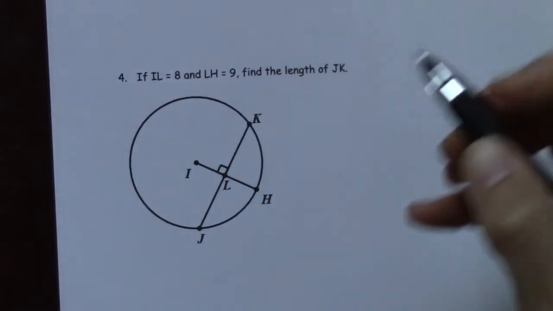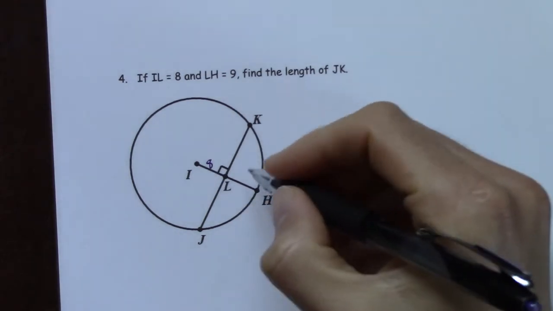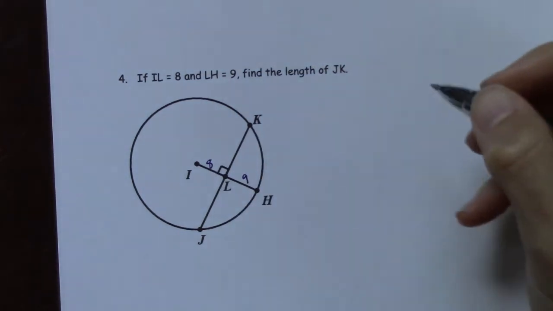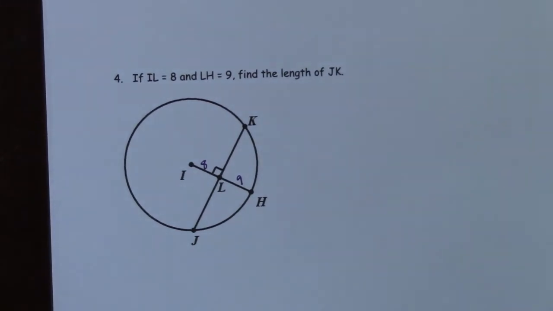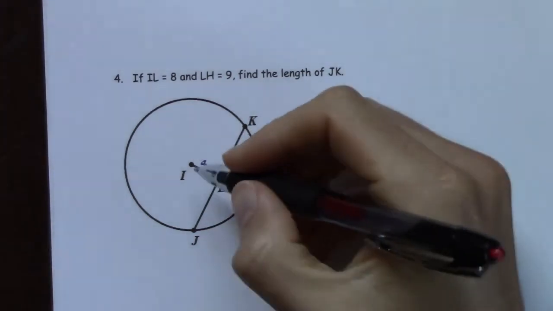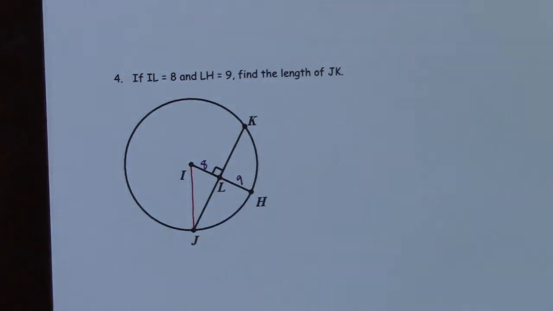We're given some details here. IL is an 8, LH is a 9, and then JK is what we want to know. This is a hidden problem. It is not explicitly mentioned, but if we take a look at it, we always have the option to draw in an extra radius, and if we do, you might recognize this problem as being a 4 problem.